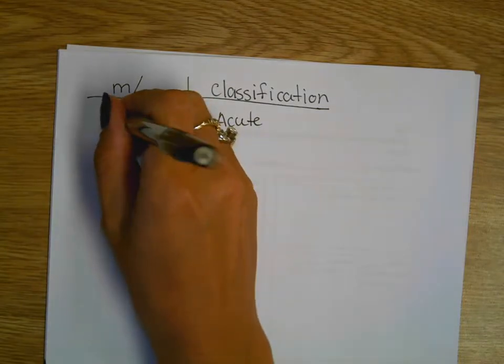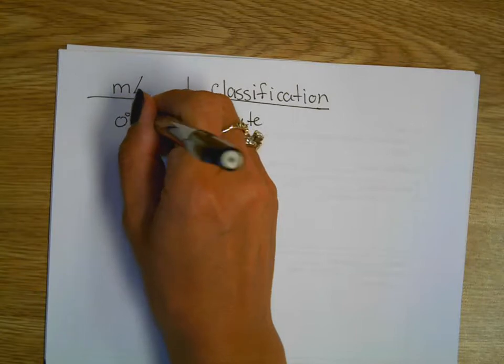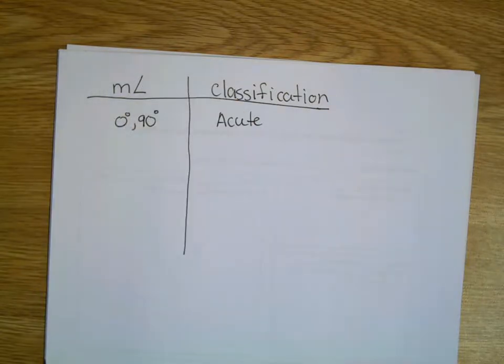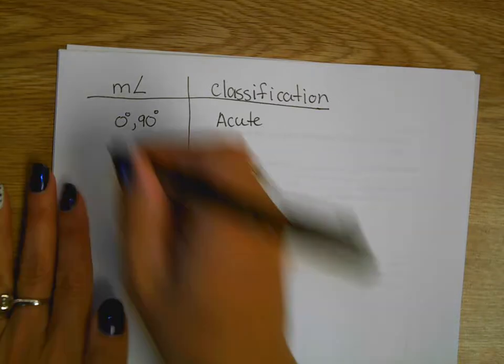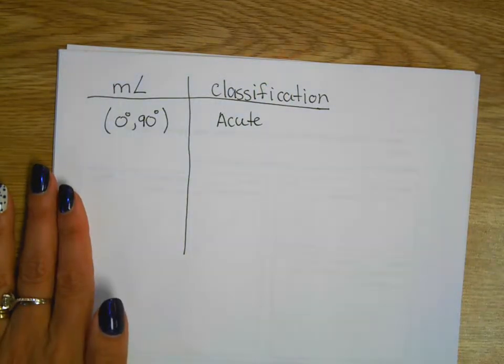So we'll use our little interval notation. So I've got my 0 degrees to 90 degrees, but I don't want to equal 0 and I don't want to equal 90. So what kind of end things am I going to put there? Squared or rounded? The rounded. Because I don't want to equal 0, and I don't want to equal 90 to be acute.